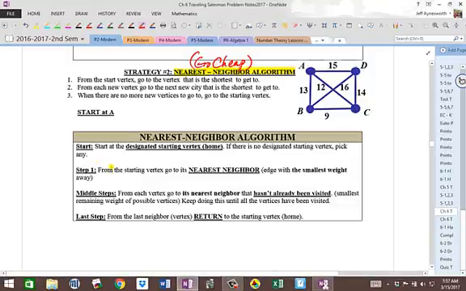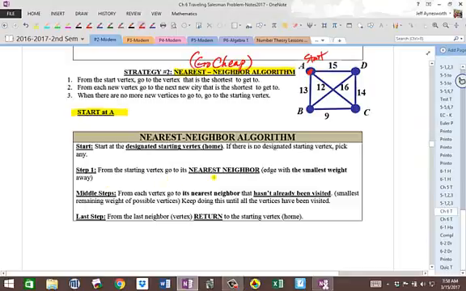So what we're going to do is start at a designated vertex. We're going to call that home. And if there is no designated one, we're just going to pick one, like I usually do. In this case, I'm going to pick one right here. Okay, I'm going to start at A. So right here, this is going to be our home base, our starting point.